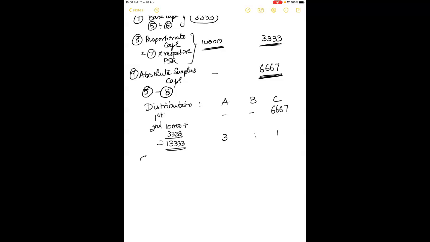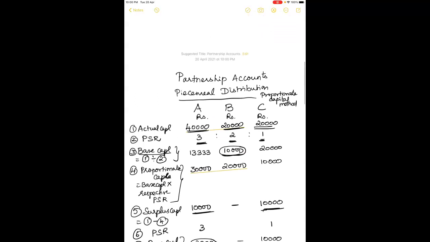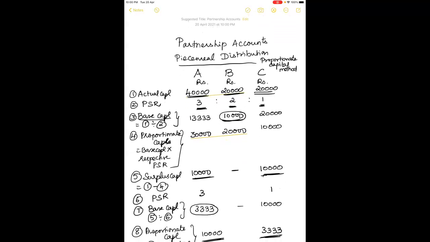And then finally, whatever amount comes, the remaining amount can be given to A, B and C in the ratio of 3:2:1. So again I repeat, here I have explained a method of distribution of cash to the partners during dissolution of a partnership firm. There are two methods, proportionate capital method and maximum loss method.